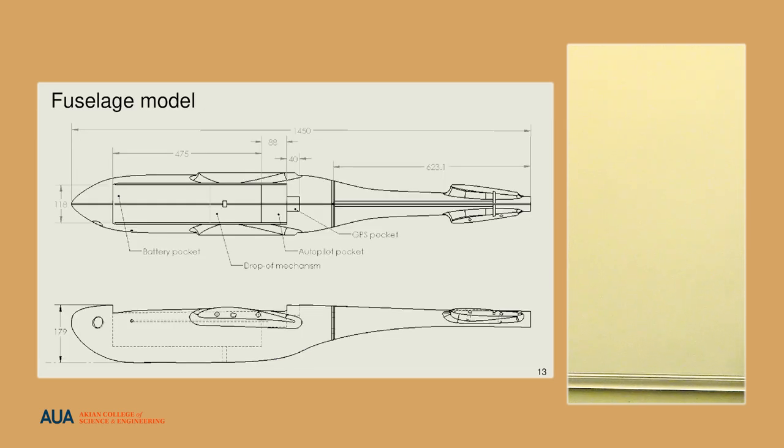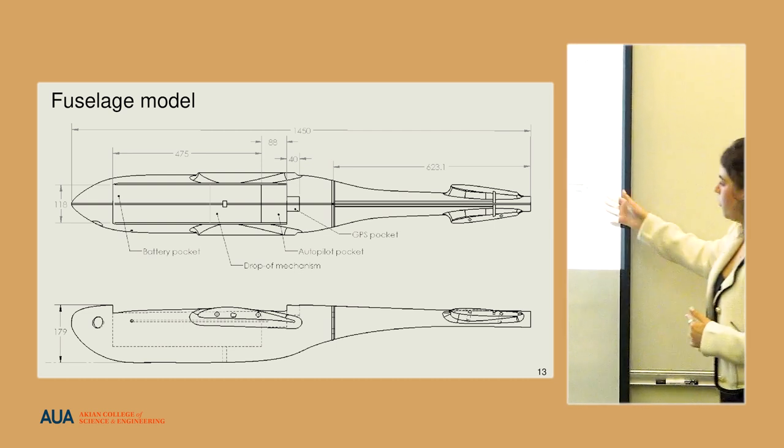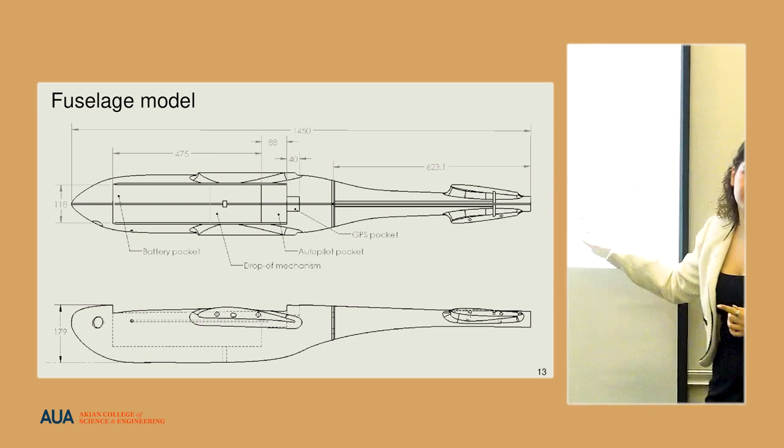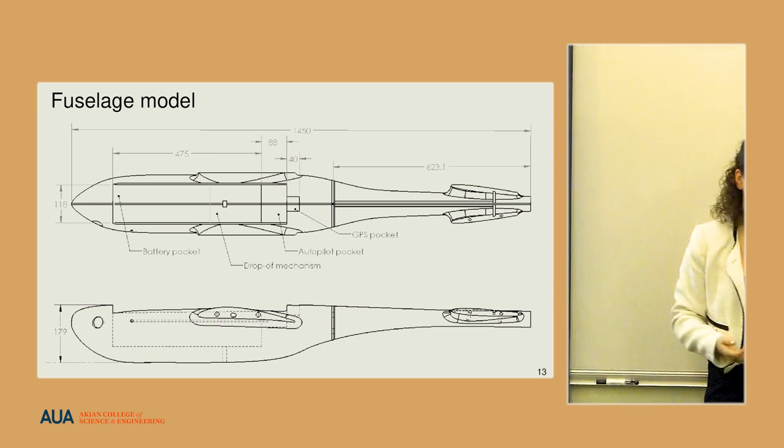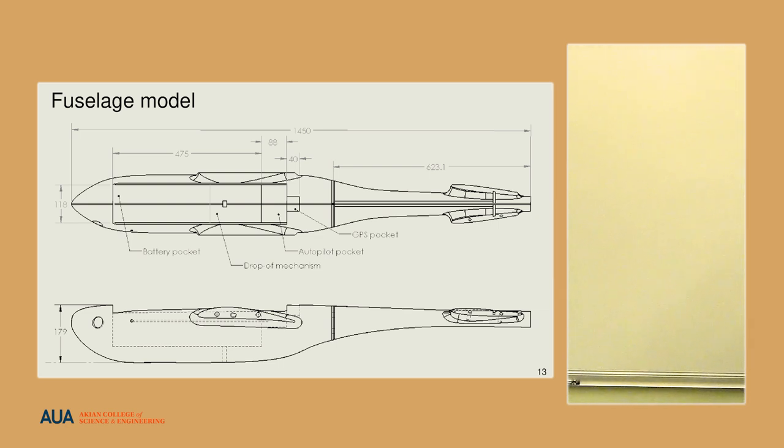The dimensions of the fuselage are represented. Also, we decided to narrow down the second part of the fuselage, as it was just an additional weight for the fighter model, and we decided to get rid of it.